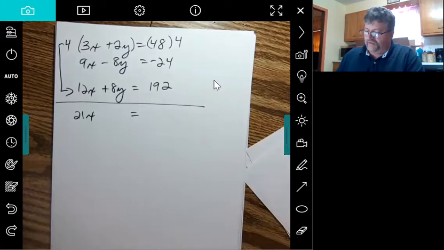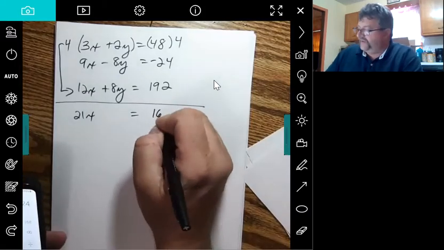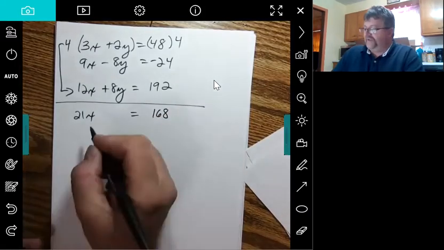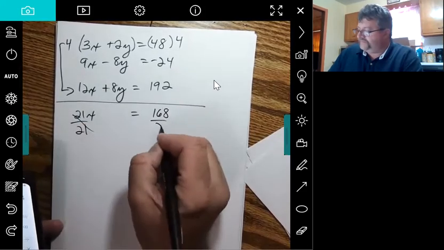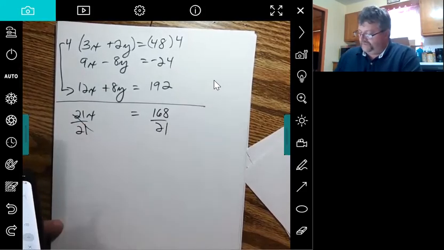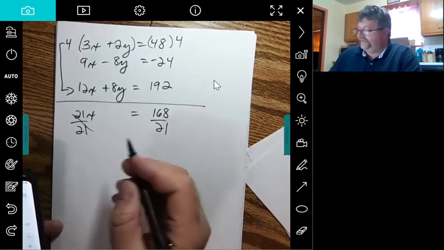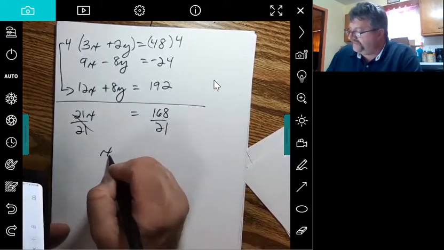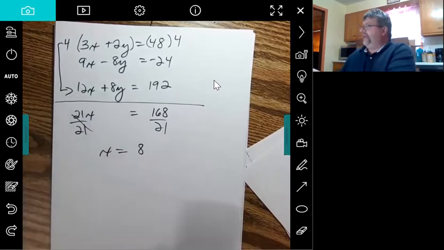What is that going to be? Let's just get it right. 168. Okay. Divide by 21, which I can also conveniently do here. And we're going to get an 8. Okay. x equals 8. Half our answer.